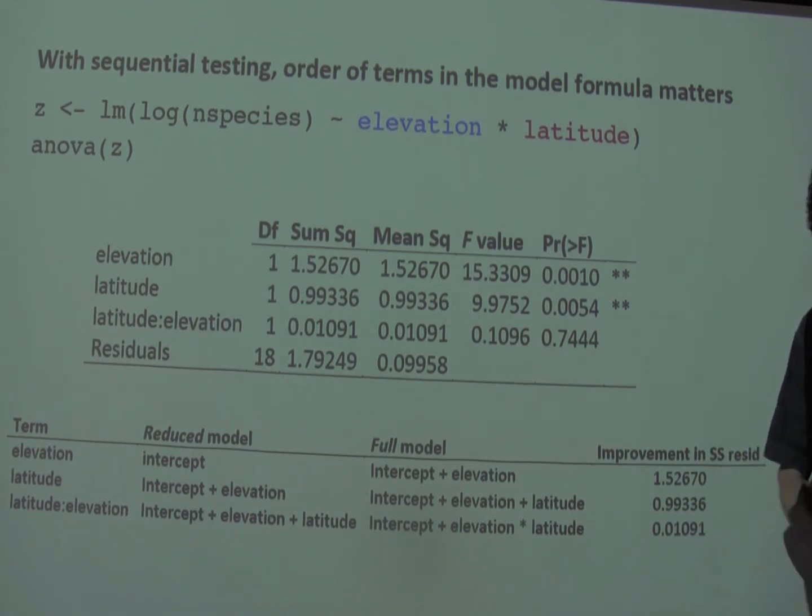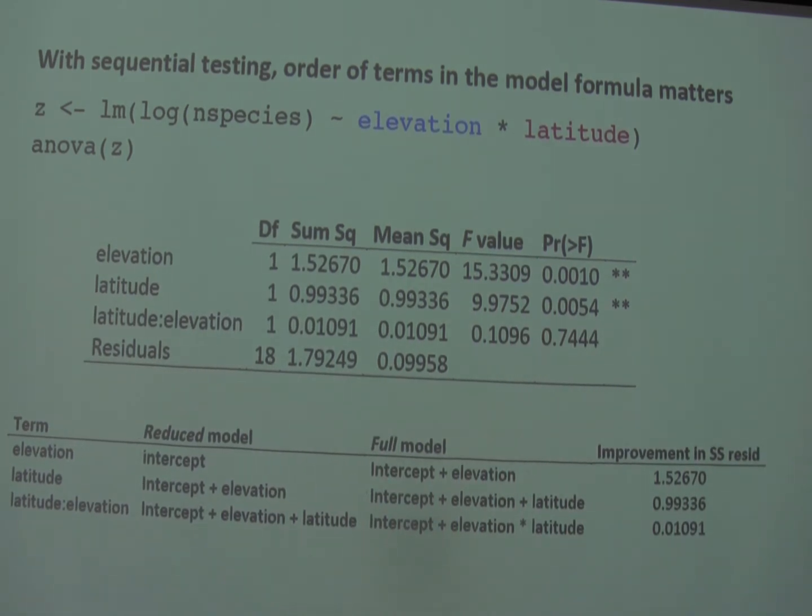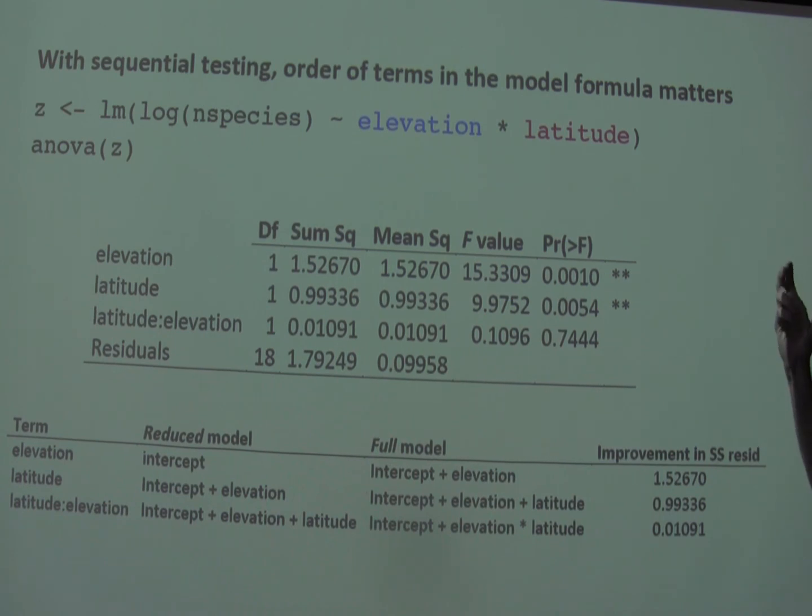So that's the default in R. So if you've ever used lm, maybe you didn't know this. You probably should know this. This approach is called type 1 sum of squares in SAS.